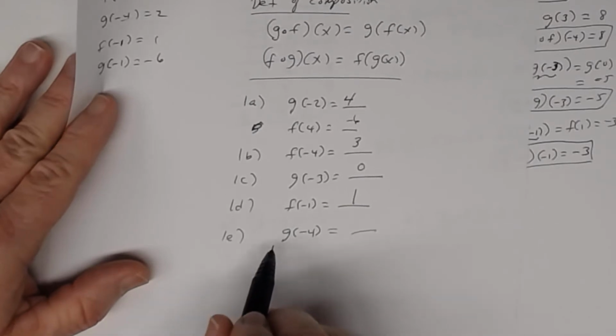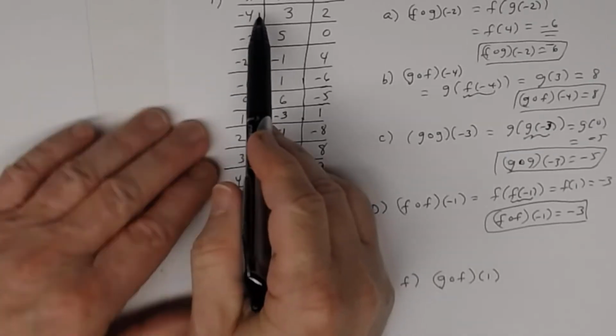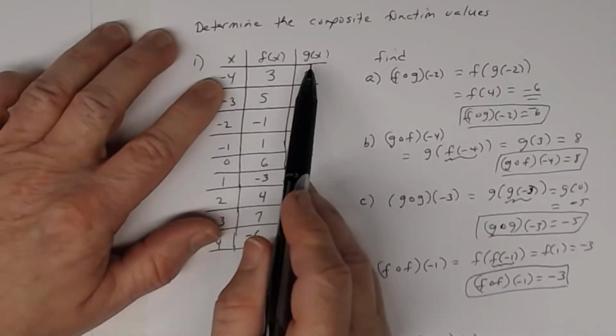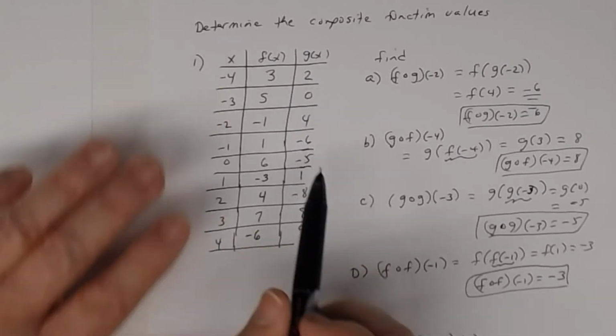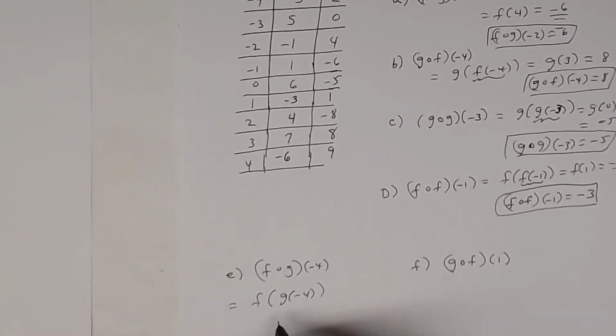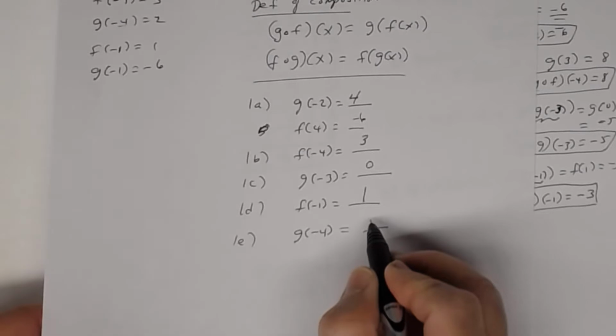But I have to use the function g. So when x is negative 4, that's this one here. g of negative 4 is 2. So I found g of negative 4 to be 2.